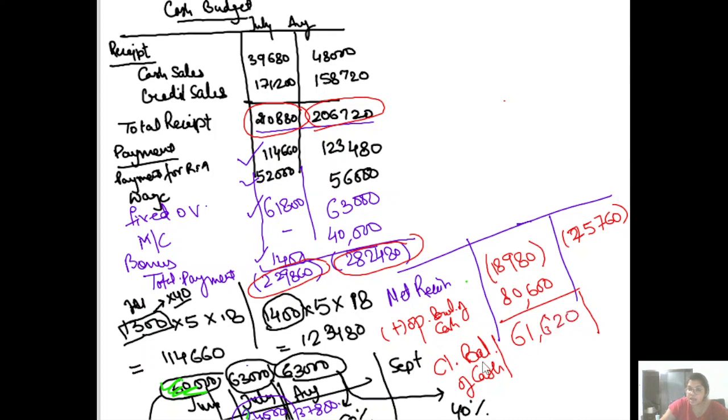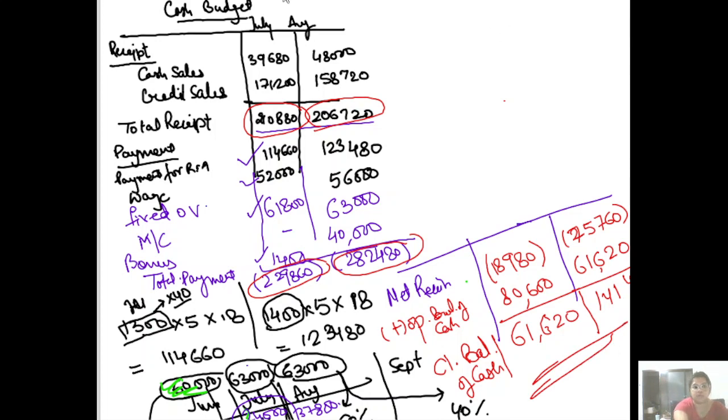that is 61,620. And if this is the closing balance for the month of July, then it will become the opening balance for the month of August. Then 61,620 minus 75,760, you'll get a closing balance of 14,140, and this is your cash budget.